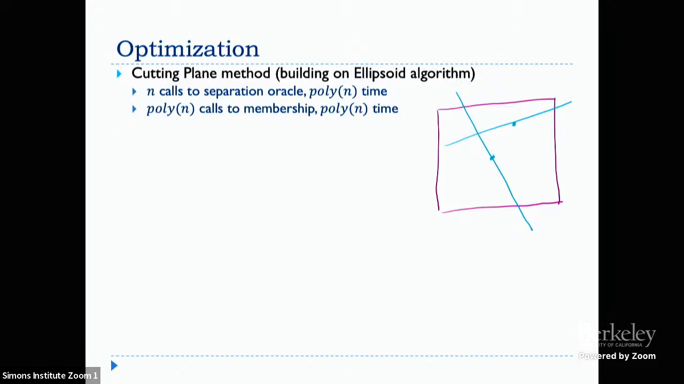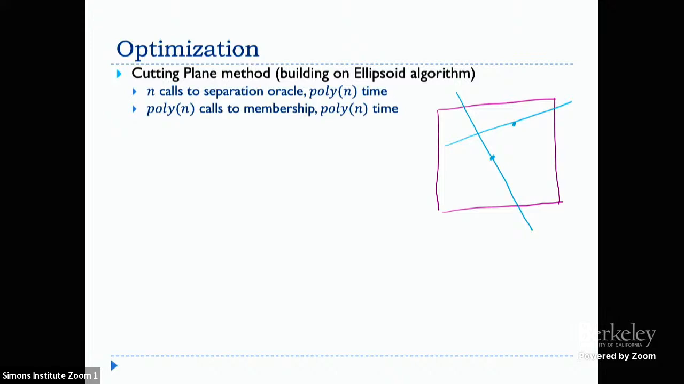So the way this would work is basically you maintain a set of possible points where the solution might lie. And then you try to query a good point so that no matter what the separation oracle gives you, you're able to reduce the set of candidates by a constant factor. So that's what you can do with the cutting plane method. The ellipsoid algorithm was weaker. It was cutting it down by a 1 minus 1 over n factor, but you can actually cut down by a constant factor, so it takes you order n iterations to zoom in.